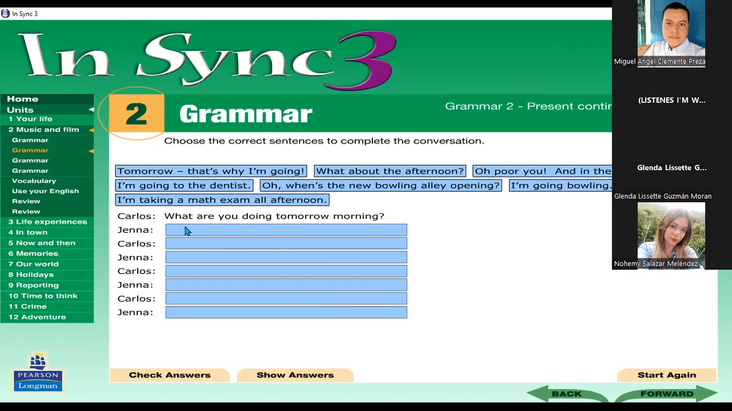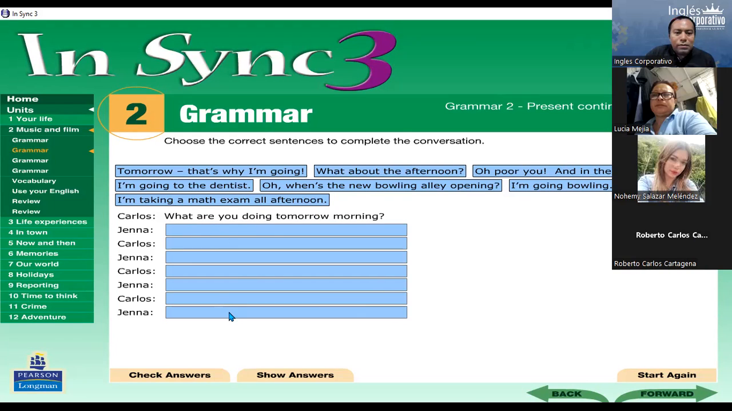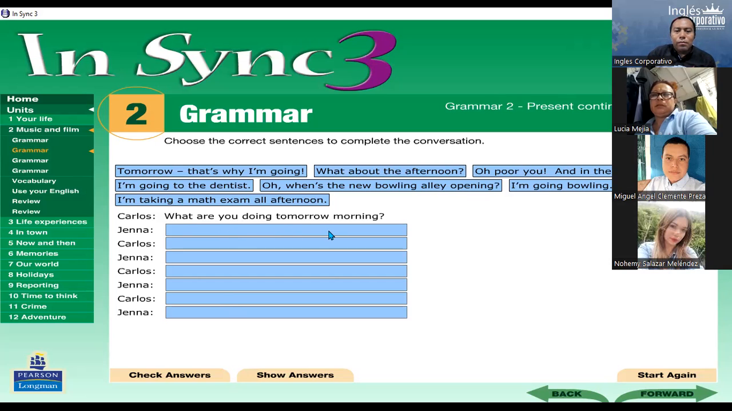Miguel, me ayuda a leer the question. Can you read the question about this? Please, Miguel. What are you doing tomorrow morning? Okay. What are you doing tomorrow morning? Excellent. Very good. Nice, Miguel. What is the second sentence, the second information? What is the next? What do you think is the next? Puede equivocarse, no problema.